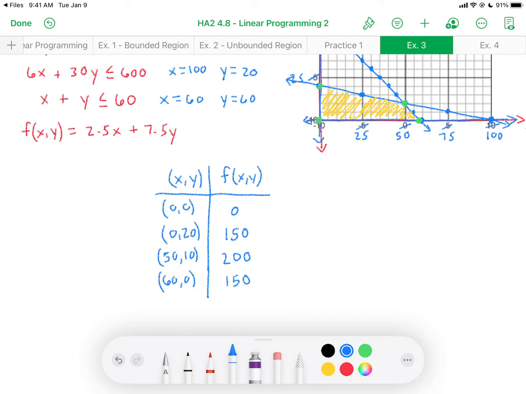All right, which number do I want? Do I want 150 bucks or do I want 200 bucks? Of course I want 200. I'll take an extra 50 in my pocket.